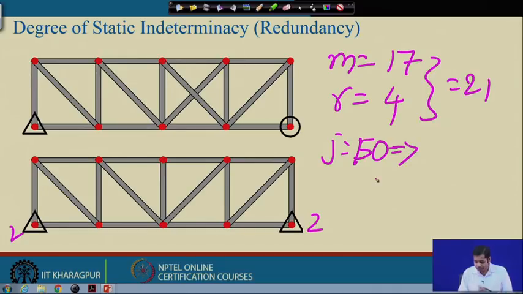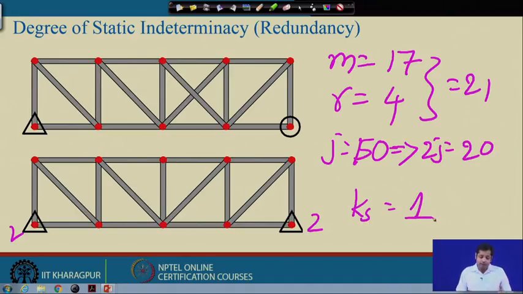So, number of joints is 10. So, your 2j is equal to 20. So, static indeterminacy is 1. Now, try to understand the difference between these two examples. This is also indeterminate, this is also indeterminate.